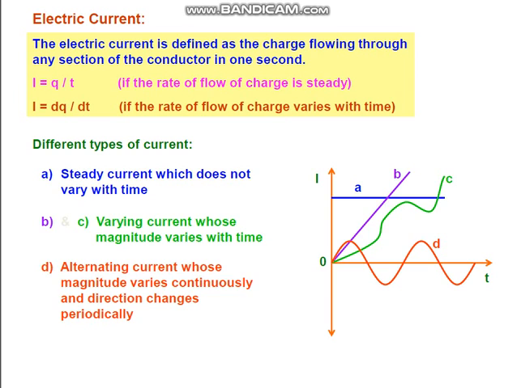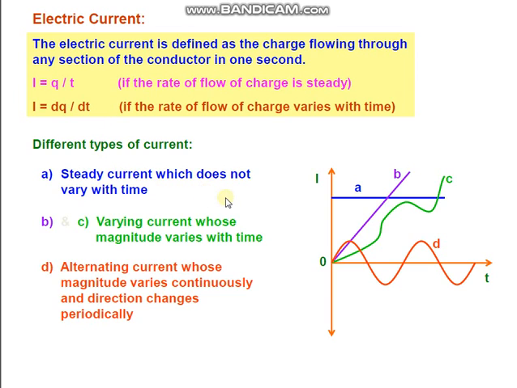First, electric current. Very simple. The electric current is defined as the charge flowing through any section of conductor in 1 second. Very simple. I is equal to Q upon T if the rate of flow of charge is steady. But if the rate of flow of charge varies with time, then I is equal to dQ by dt. We will discuss this term in next slide.